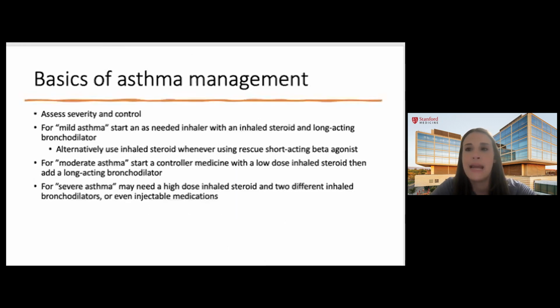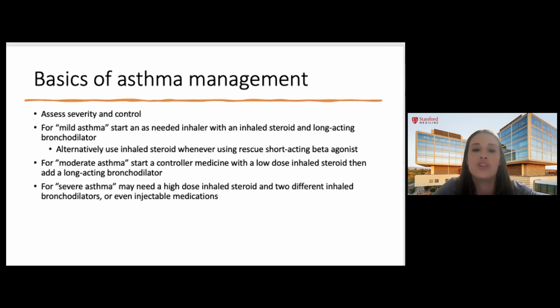Okay, so this takes us into the basics of asthma management. So we already talked about this, but step one, like you even knowing where to start and where to go with therapy, is assessing severity and control. So that's definitely where you have to start. Then once you have figured out somebody's severity and how well controlled they are, you can start to make some treatment decisions. So for mild asthma, generally I will start with an as needed inhaler with an inhaled steroid and a long acting bronchodilator.